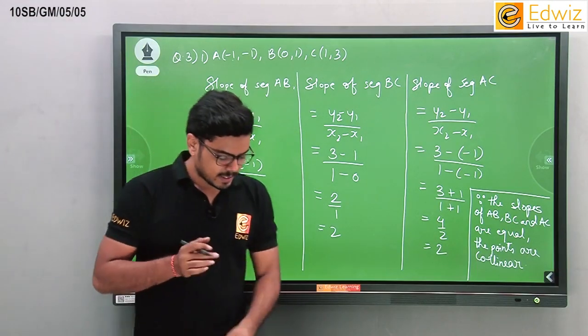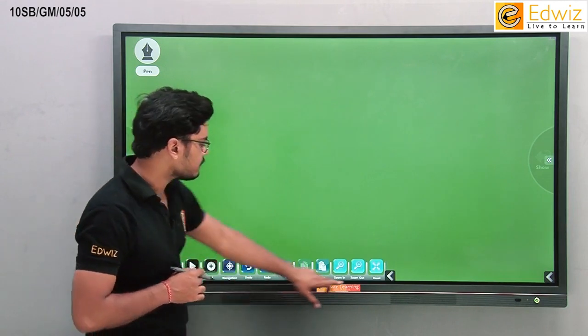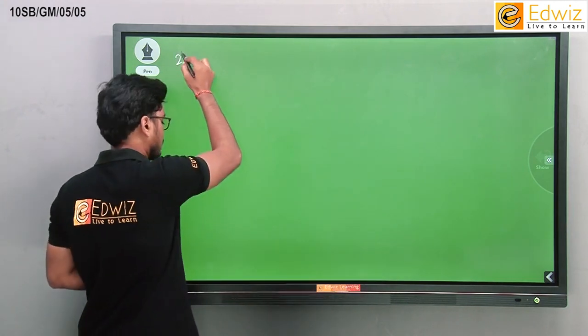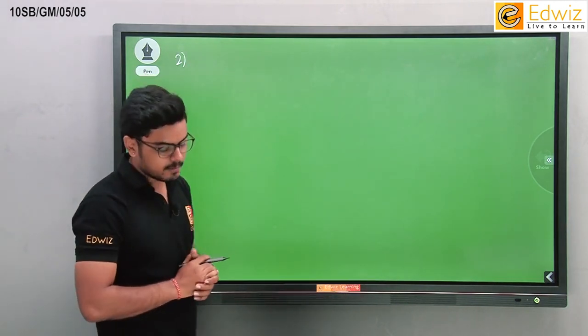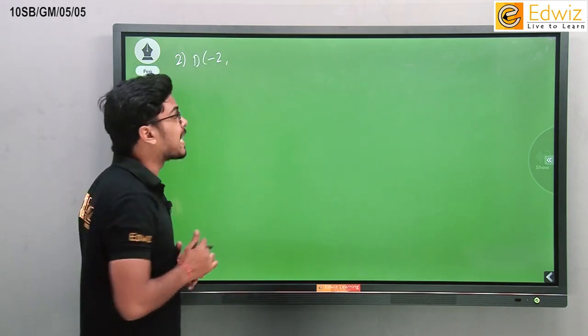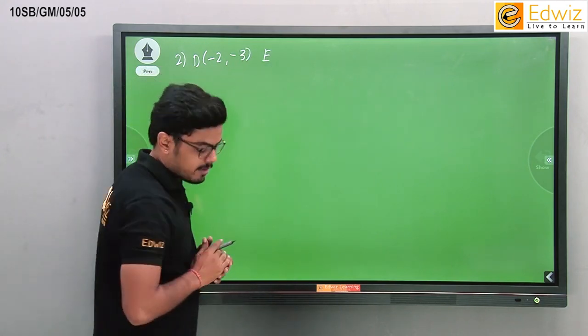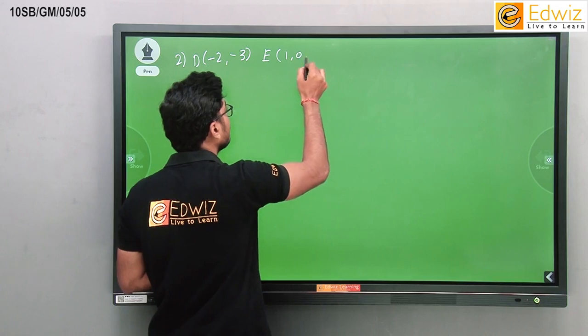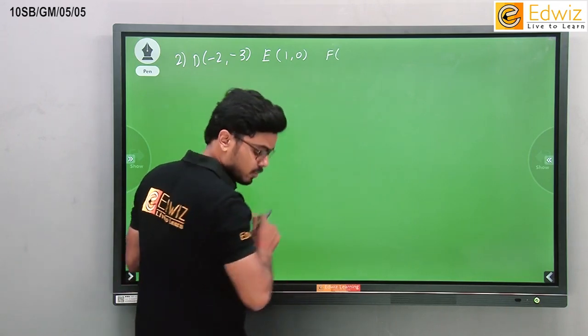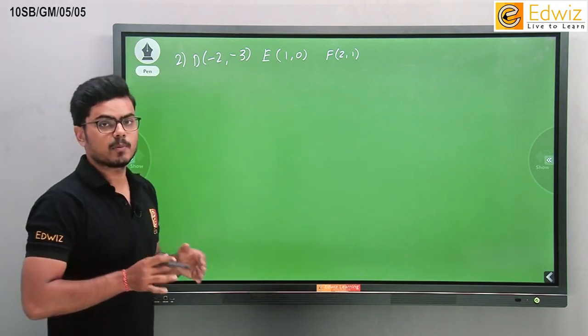Okay, let us go to the next question now. Question third ka second one. Second sub question, point D is given to you, minus 2 comma minus 3. Point E is given to you, 1 comma 0. And point F is given to you, 2 comma 1. Okay, these are the 3 points given to you.